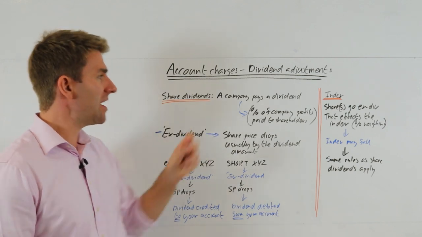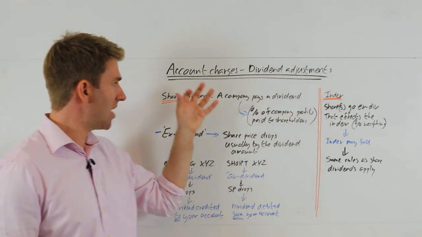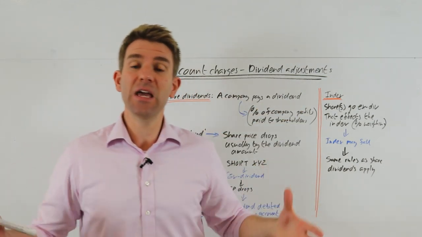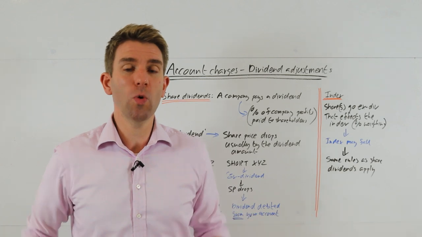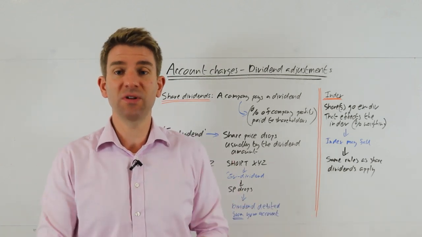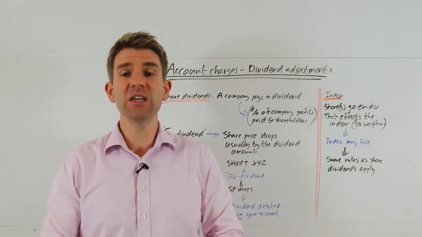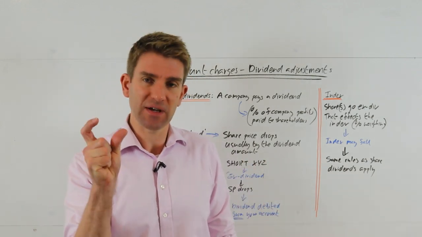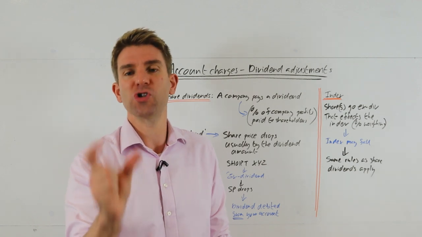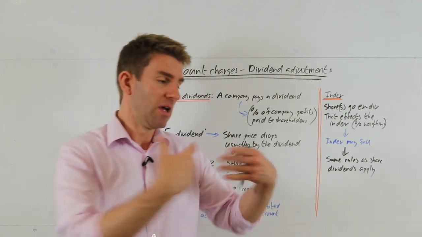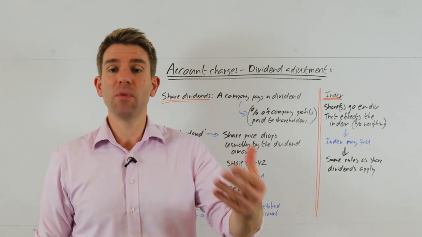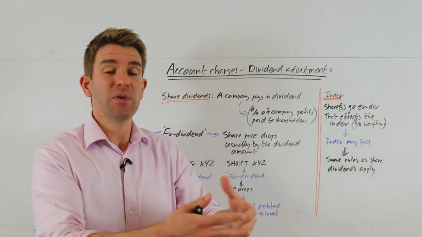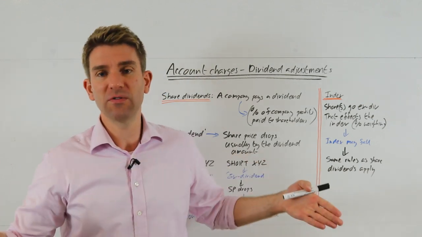So shares and indices. Let's look at shares first. A share dividend ultimately is when a company says, I'm going to reward shareholders and split the profits with them. They decide at a board meeting to issue a dividend, so each shareholder gets a specific amount of money, normally quoted as a number of pence per share. If the share is 500p, you might say the dividend is worth 3p or something like that. That ultimately means the more shares you've got, the more dividend you're going to receive.